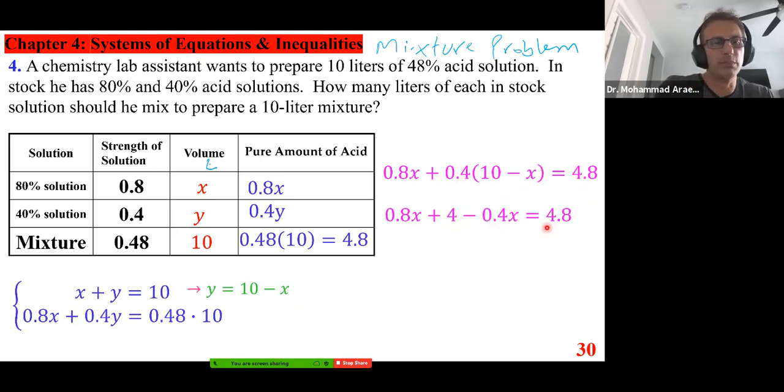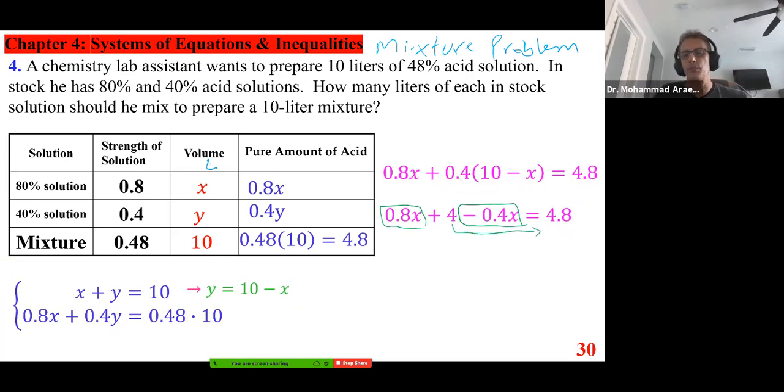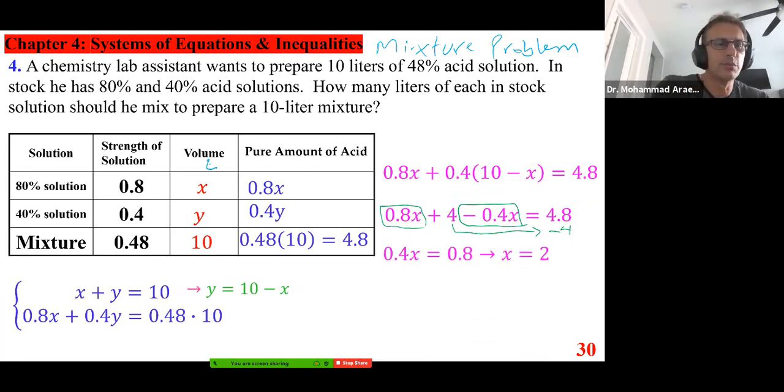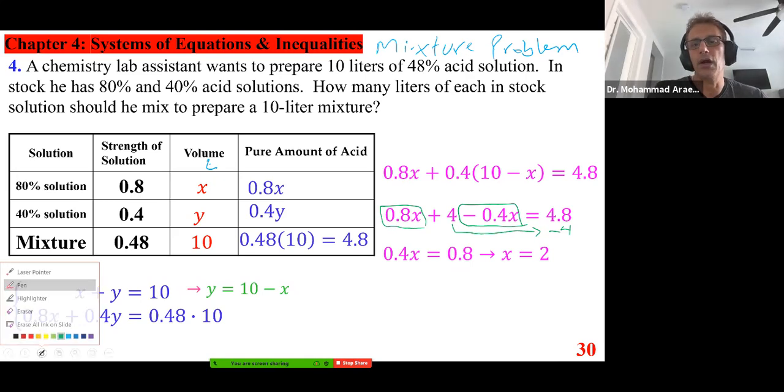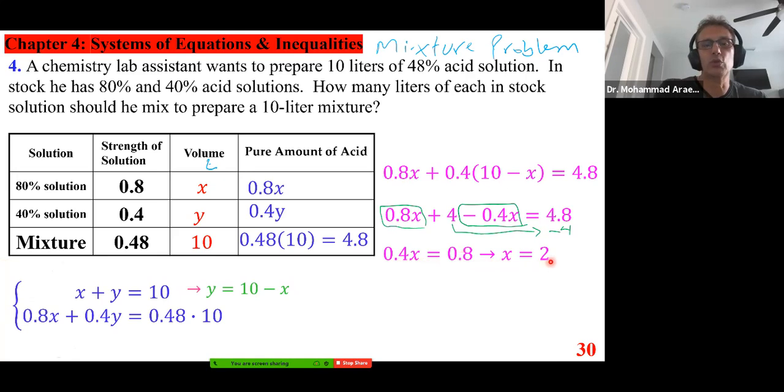We are going to combine these two into 0.4x. We are going to subtract 4, and we end up with 0.4x equals 0.8. Divide by 0.4, x becomes 2. That means 2 what? 2 liters.